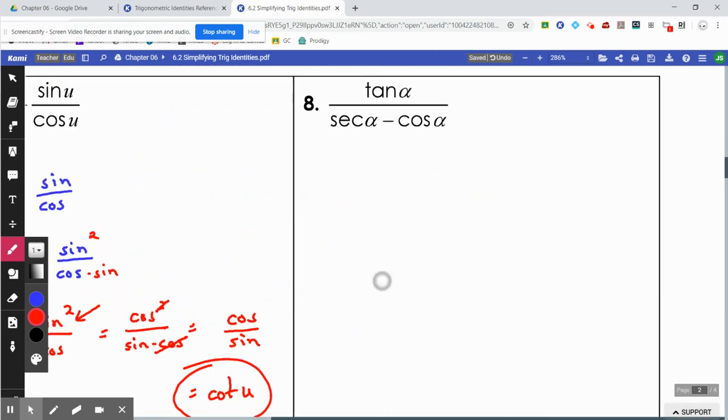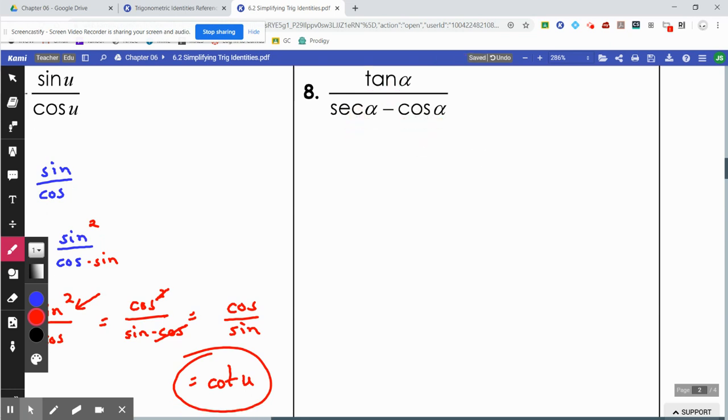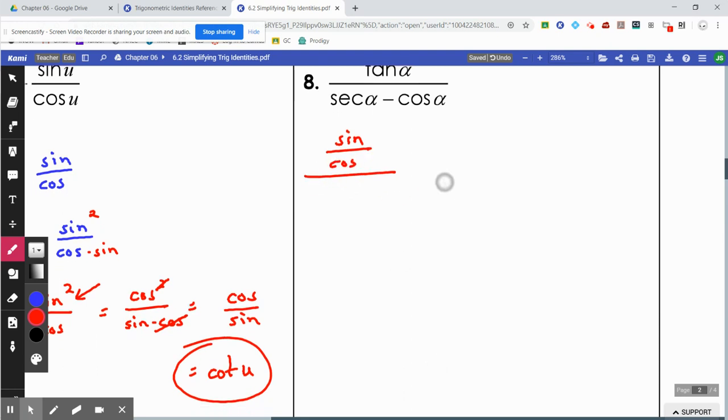Next problem. Tangent is equal to... now don't make this mistake: you can't split this and write it over this, minus, and then write it over this. You can only split it when you have the single term on bottom and multiple terms on top. So the tangent on top we're going to write as sine over cosine. On bottom you have secant, which is 1 over cosine, minus cosine over 1.